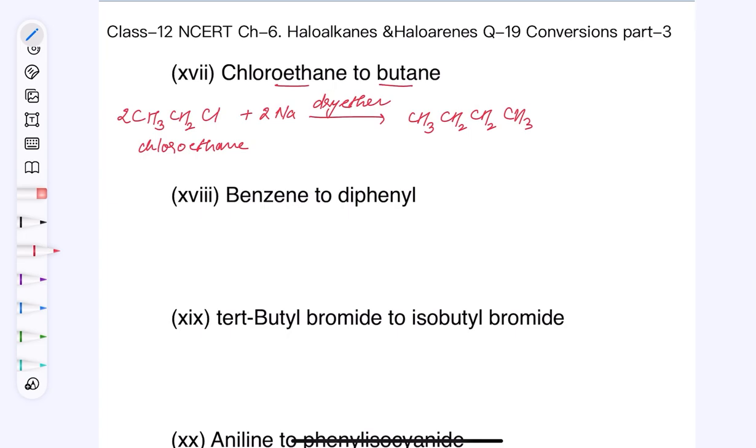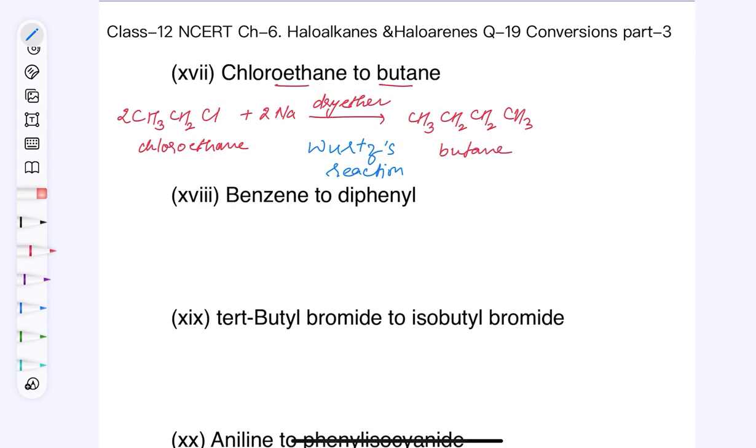If you remember, this reaction is called Wurtz reaction, students. This is your Wurtz reaction, where your alkyl halide is made to react with sodium in the presence of dry ether. Fine, you get back your product as butane. So that is one step conversion.